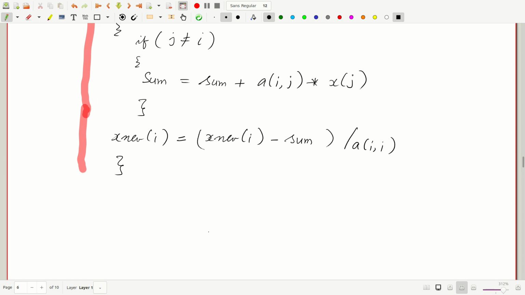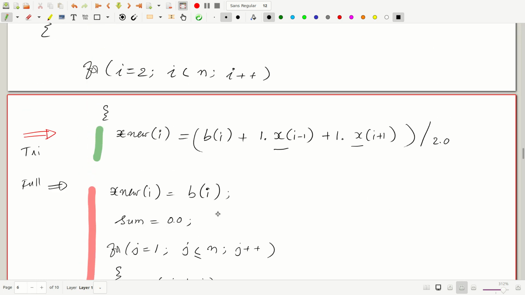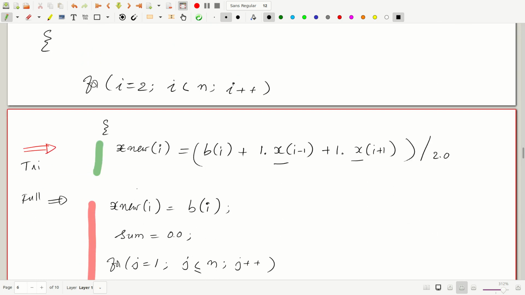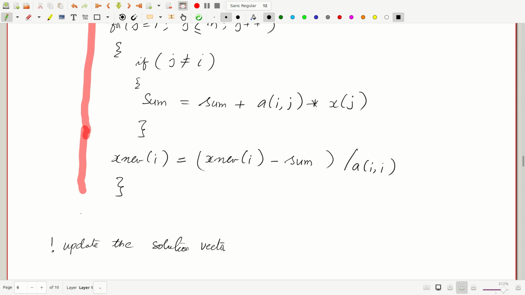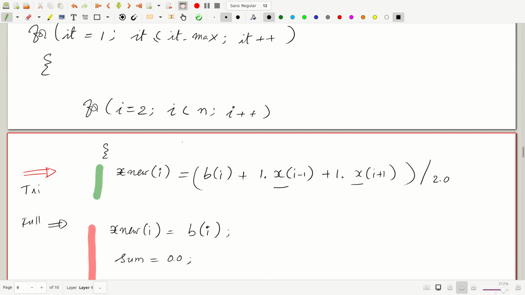Then once you have these new values calculated, what can we do? We have to go to the next iteration. But before we go to the next iteration, we can update the values. So essentially, update the solution vector, because we have found it for all i. Let me close the for loop here as well, so that is closed.